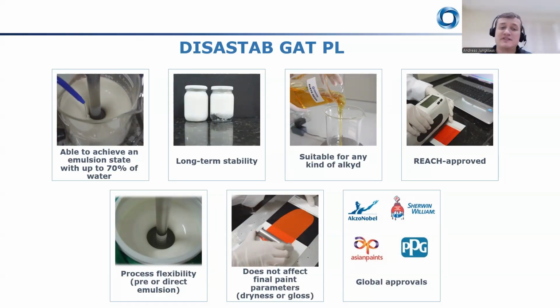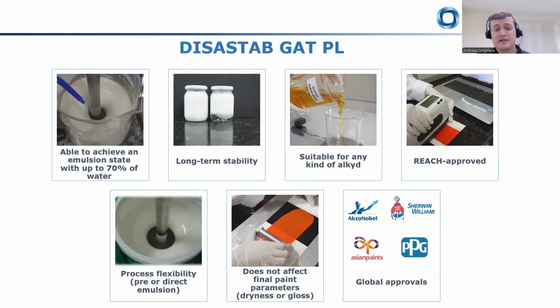Secondly, its long-term stability. GTPL ensures the emulsion remains homogeneous over time without separation, which is a crucial property for shelf life and performance. A third advantage is its universal alkyd compatibility. That's what I meant by versatility in the previous slide. So that means it's suitable for any kind of alkyd. The product is versatile, compatible with various alkyd resins, simplifying inventory and formulation development.